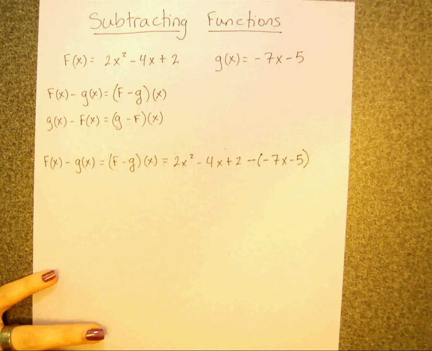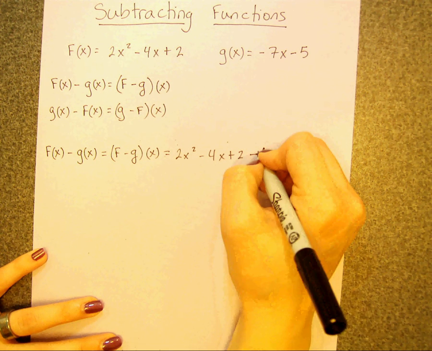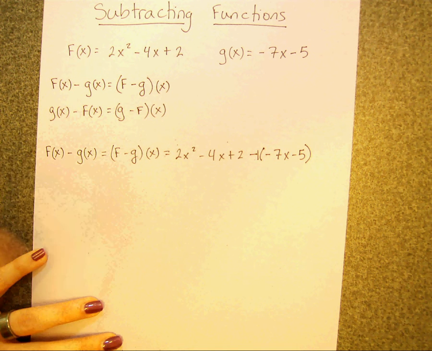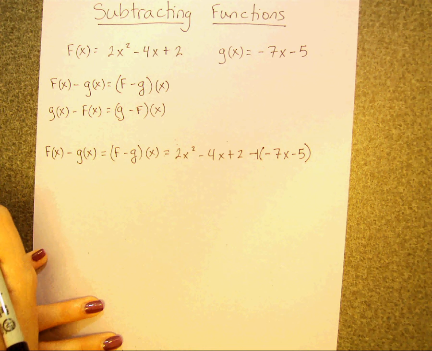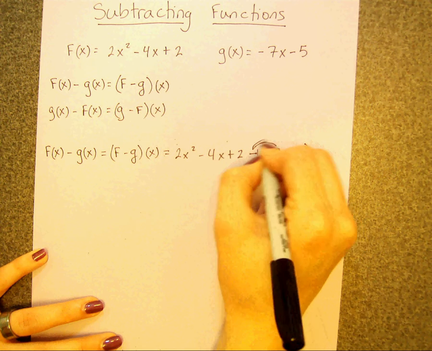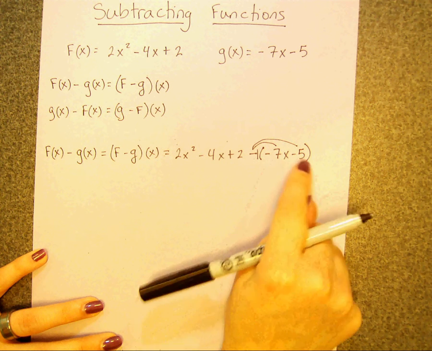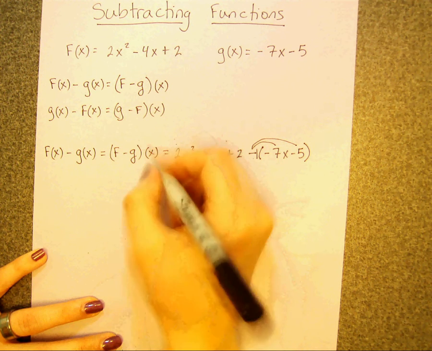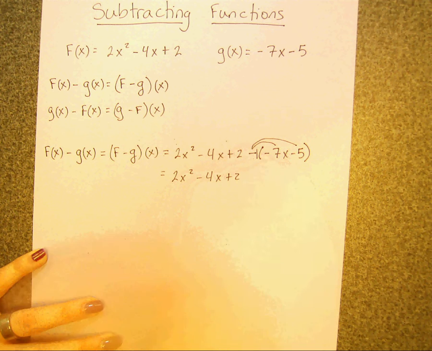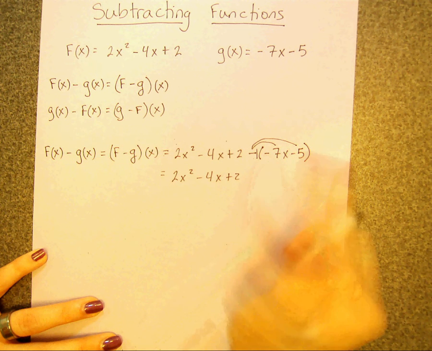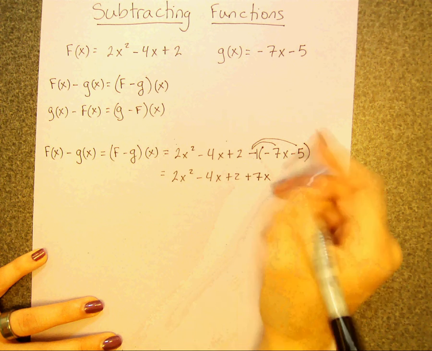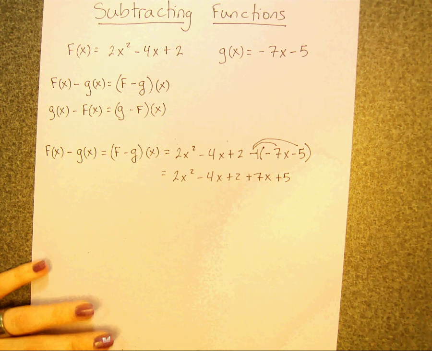Now, an easy way to get rid of those parentheses is to look at this minus as a negative 1. If I distribute the negative 1, I can get rid of my parentheses and then just combine like terms like we did when we were adding. By multiplying by this negative 1, I'm essentially just changing all of the signs inside the parentheses. f will stay the same, so I'll have 2x squared minus 4x plus 2. That does not change. And then negative 1 times negative 7x gives me positive 7x, and negative 1 times negative 5 gives me positive 5.